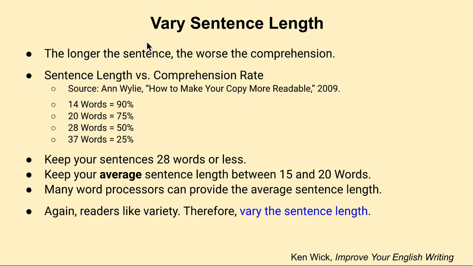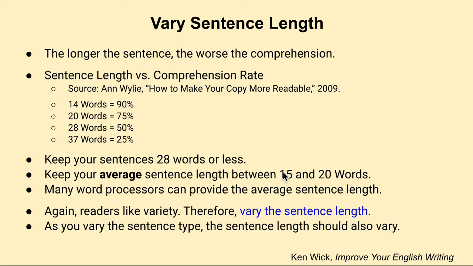So you want to vary the sentence type. Then you want to make sure that there are no sentences over 28 words, and you can use a word processor to make sure the average is between 15 and 20 words. I just covered that bullet.